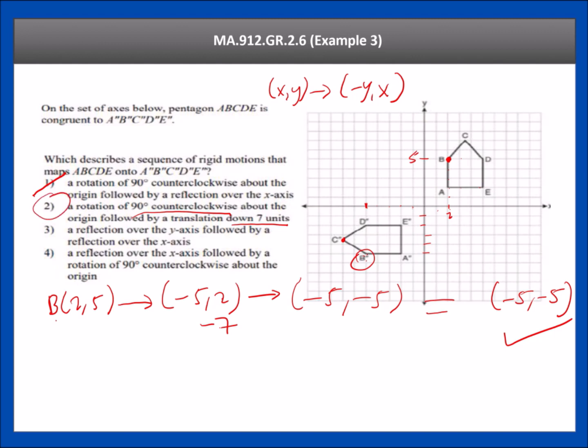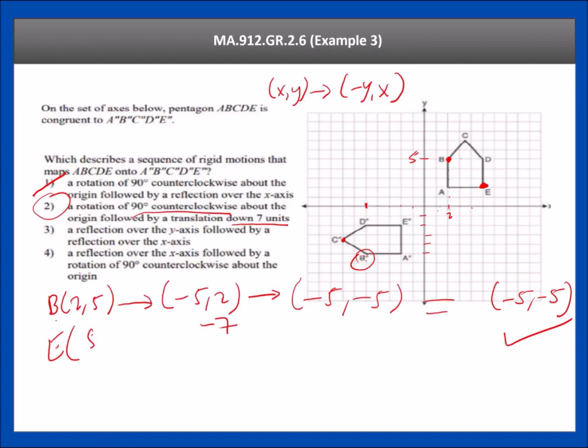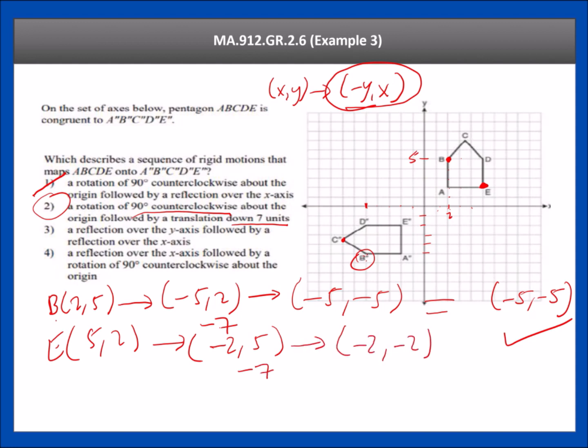But let's do it with one more, just to be on the safe side. Let's do it with E. E is 1, 2, 3, 4, 5, 2, comma 2. So E is 5, comma 2. So if I do the switch and I use this rule, it's going to be (-2, 5). Then we'll subtract 7 because we got to go down 7. That gets (-2, -2). And that is indeed the coordinates of E here. So this is the correct transformation. This is the best way that I find to do it, is just to use the coordinate rules and then see if it matches up with the coordinates on the graph.